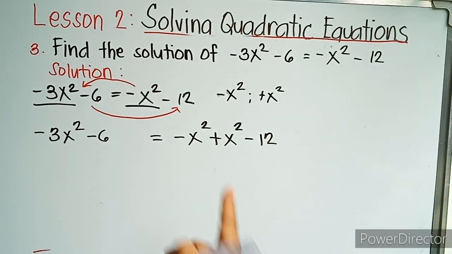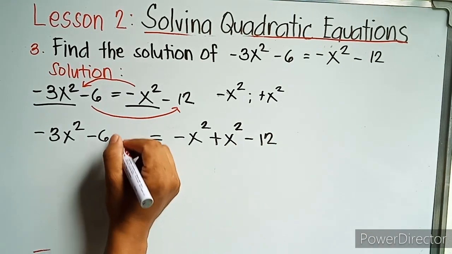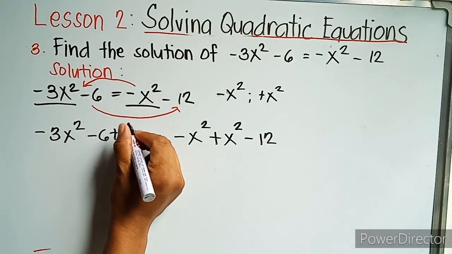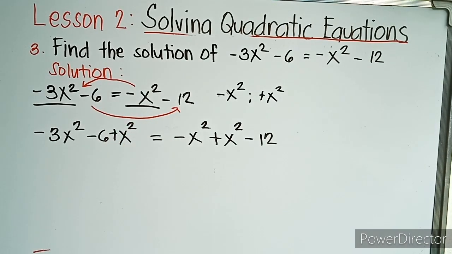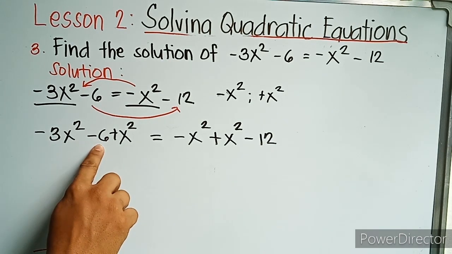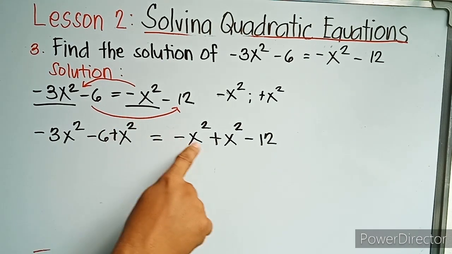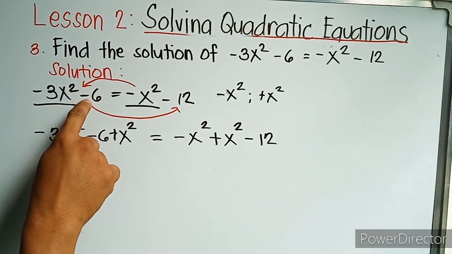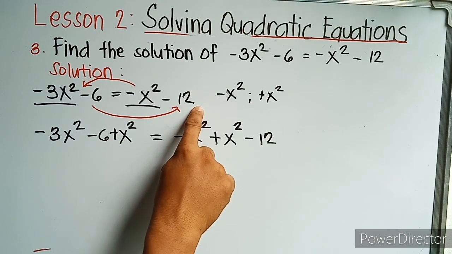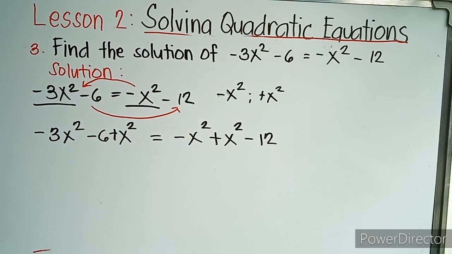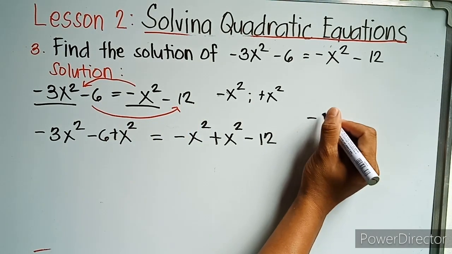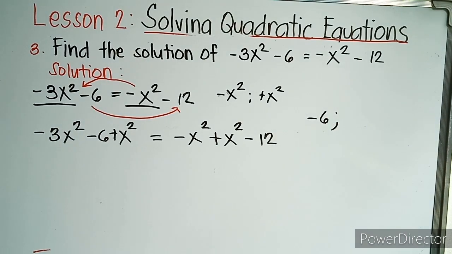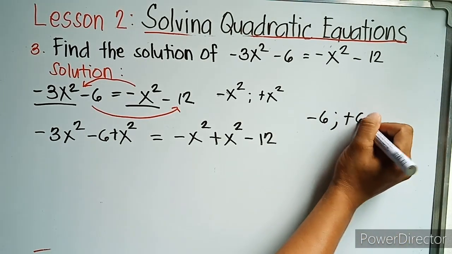Okay. Kung ano ang ginawa sa right side, gagawin sa left side, plus x squared. Okay. Then, meron pa ditong negative 6. So si x squared, nadala na natin dito. So, ito namang si negative 6, dadalhin naman natin sa right side. So, kung ito ay negative 6, ano ang kanyang additive inverse? So, we have positive 6.